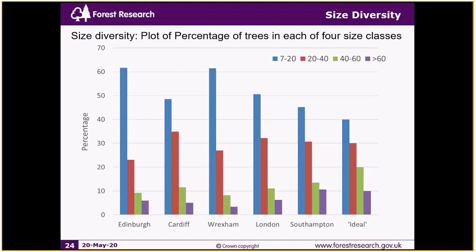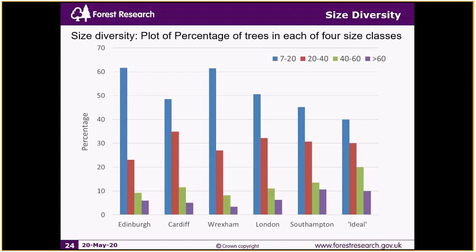So now let's make such comparisons for the size class of our trees. i-Tree Eco takes measurements of trees with a DBH of 7 centimeters and above, so that's diameter at breast height of 7 centimeters and upwards. So in the graph presented here, that's why our size categories start at 7 to 20 and then go on to 20 to 40, 40 to 60 and 60 plus. The last grouping there shows the ideal, which is 40% of trees in the smallest category, 30% in the 20 to 40 category, and then 20 and 10% respectively.